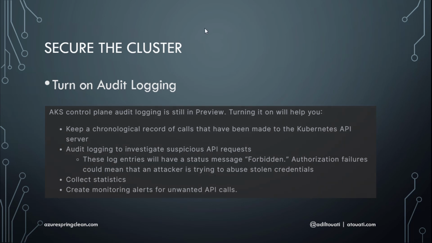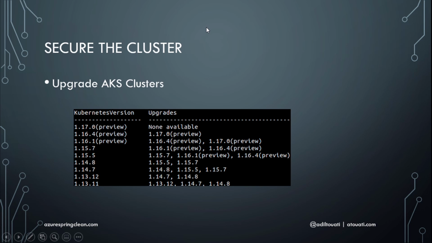Another way to improve your cluster security is to continuously upgrade to the latest non-preview Kubernetes version. This will ensure that you get the latest security patches, features, and updates. Azure provides tools to orchestrate this upgrade. In this process, the nodes are cordoned, and then no pods are scheduled to them. After that, they are drained and upgraded.